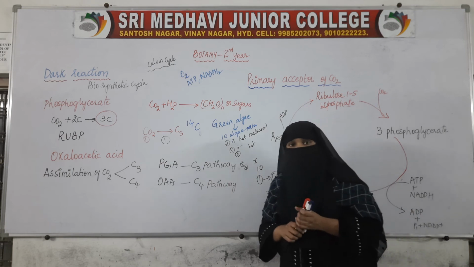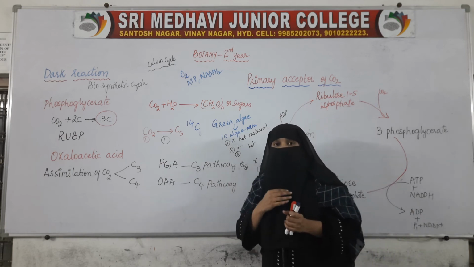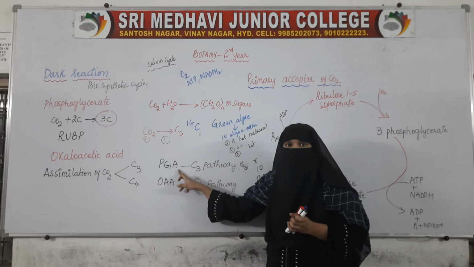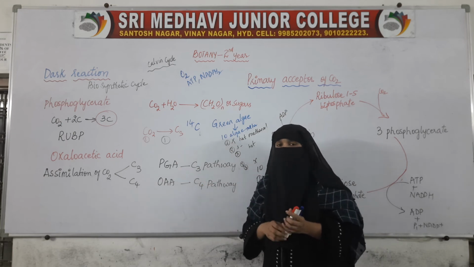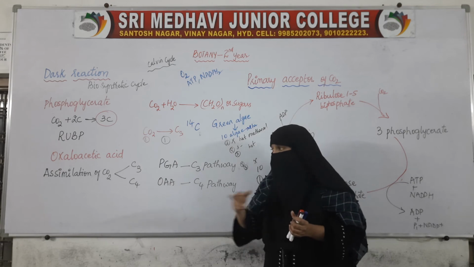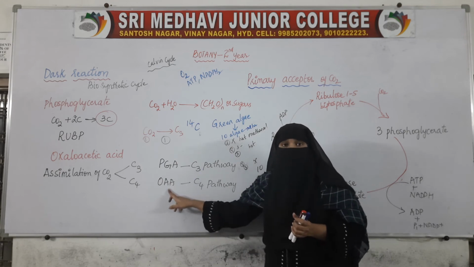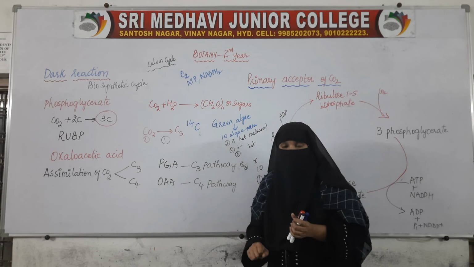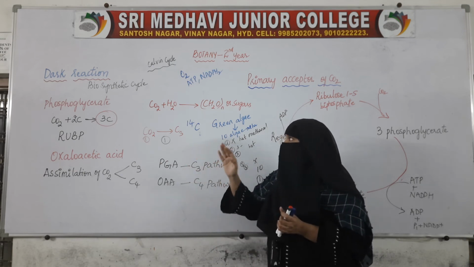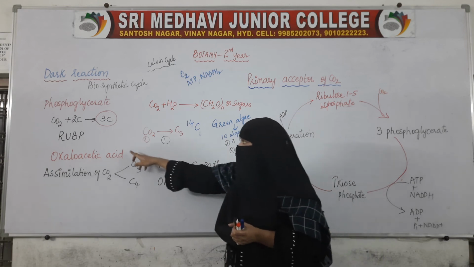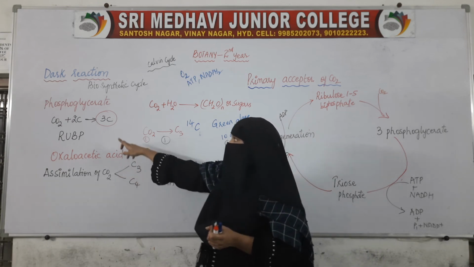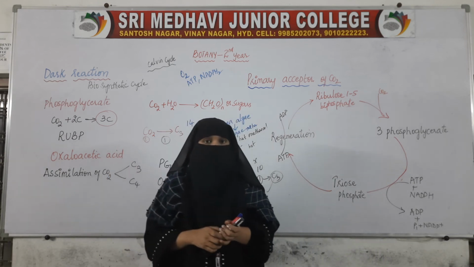C3 plants are the plants where the first formed carbon compound is phosphoglyceric acid, and C4 plants are the plants where the first formed compound is a 4 carbon compound, which is nothing but oxaloacetic acid. Let us see how this Calvin cycle takes place, how this carbon dioxide is assimilated.